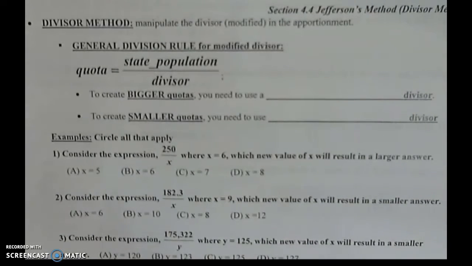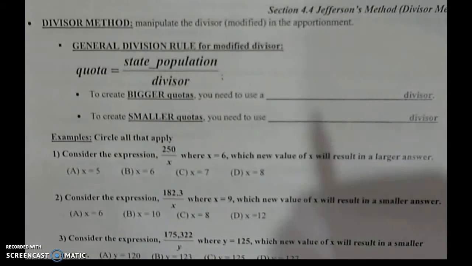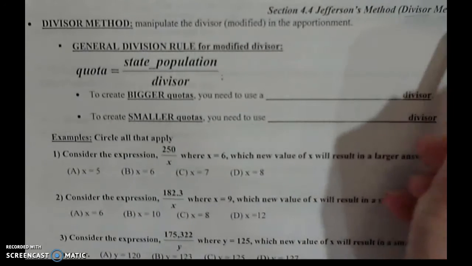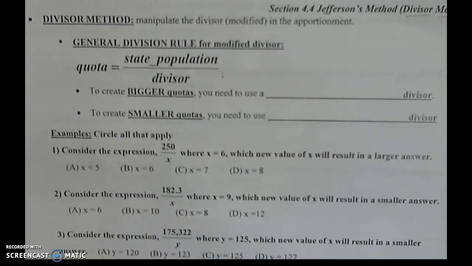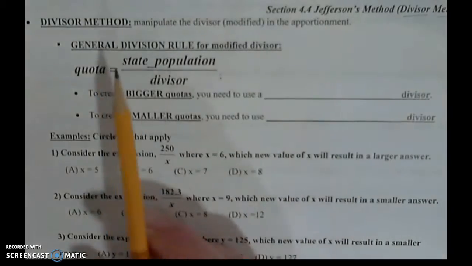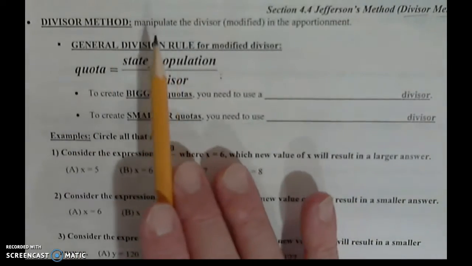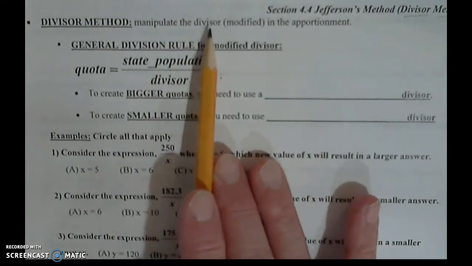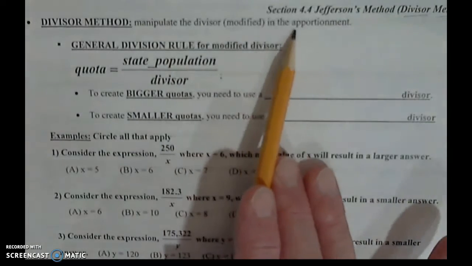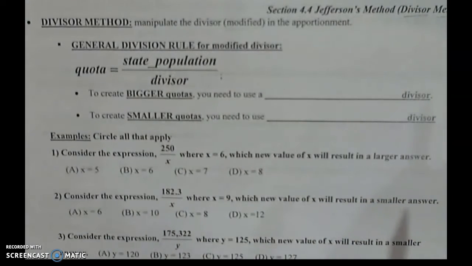So today we're going to start what they call the Jefferson's method, and it is a divisor method. Basically, when it's a divisor method, you're going to manipulate the divisor, or modify it in the apportionment, and that's basically what we're going to do today.